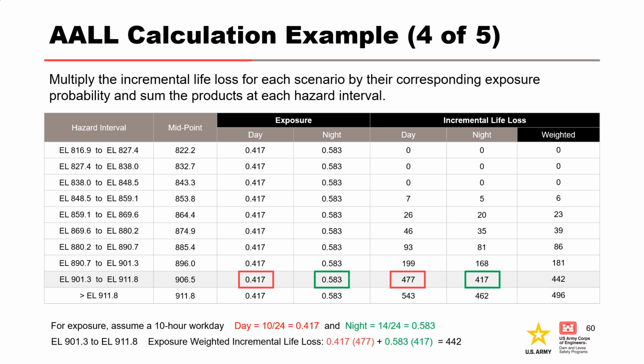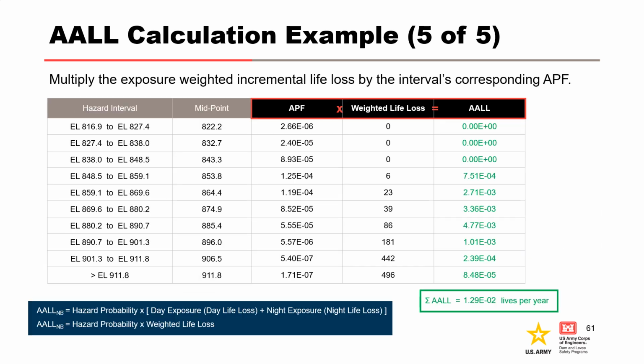For the night exposure, you could have also taken the 14 remaining hours and simply divided by 24, which also equals 0.583. Next, we multiply the day exposure by the day incremental life loss and add that to the product of the night exposure and the night incremental life loss to get the weighted incremental life loss. Finally, we sum the average annual life loss calculated for each interval and get a total average annual life loss of 1.29 times 10 to the minus 2 lives per year.